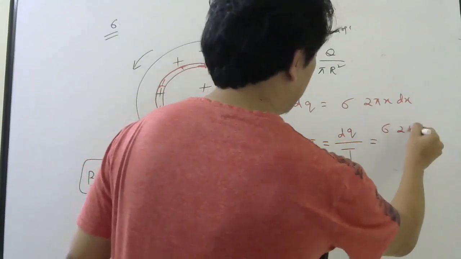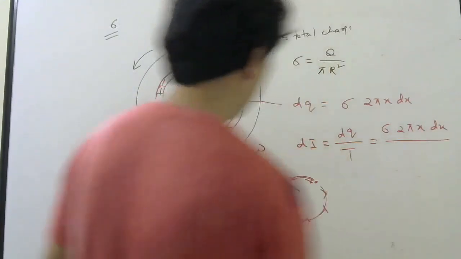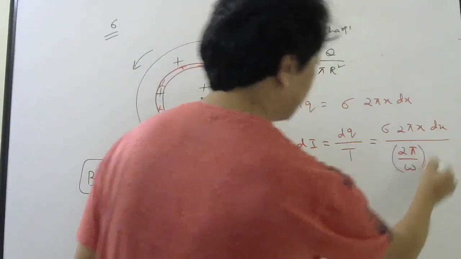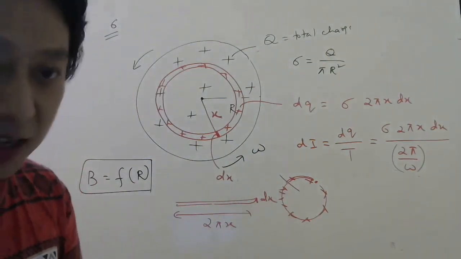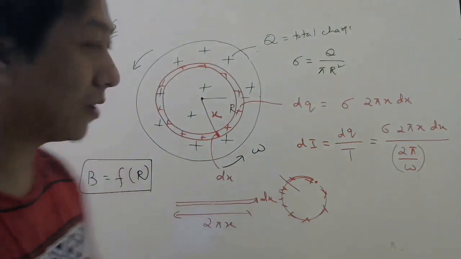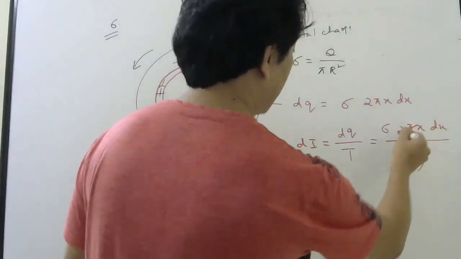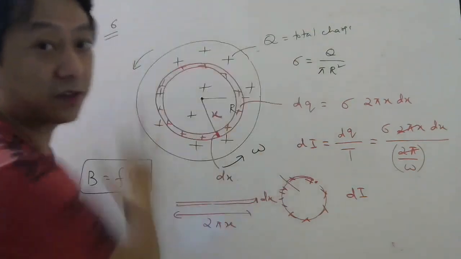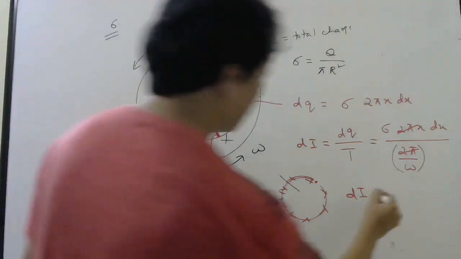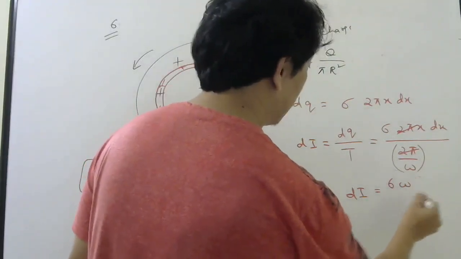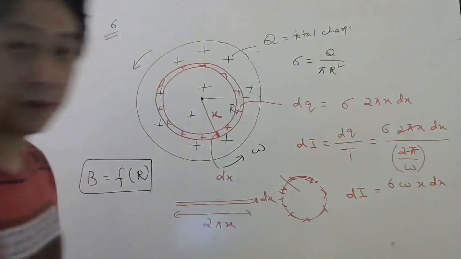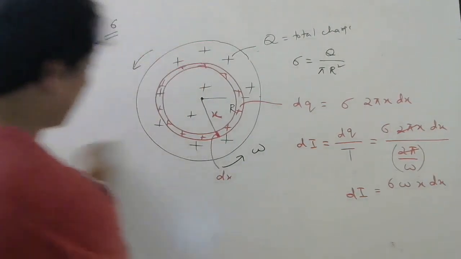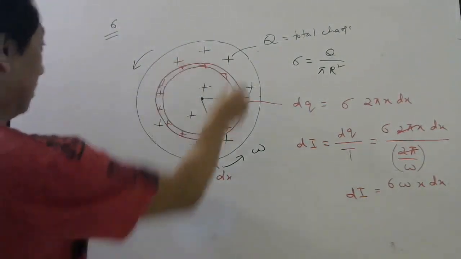The charge is sigma times 2 pi x dx. The time period in terms of omega, because omega is given, I can write as 2 pi divided by omega. Either I can write 2 pi r by v, or 2 pi by omega. It is the same thing. So 2 pi will cancel. So the small current in this ring due to the rotation of the charged disk will be sigma omega x dx. Correct?